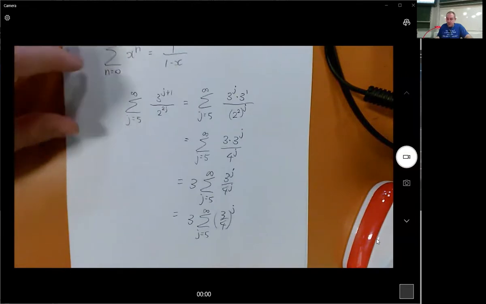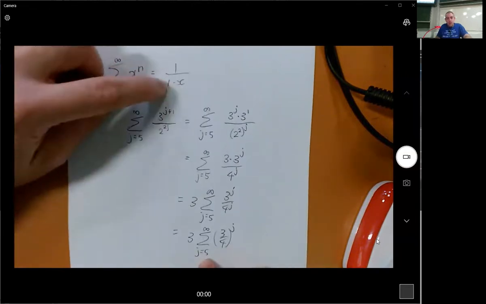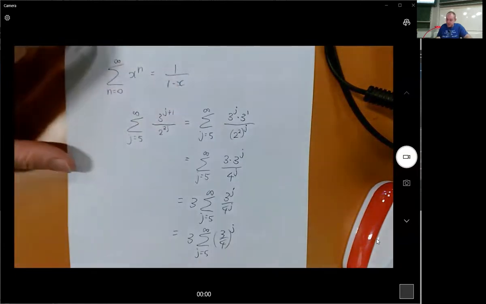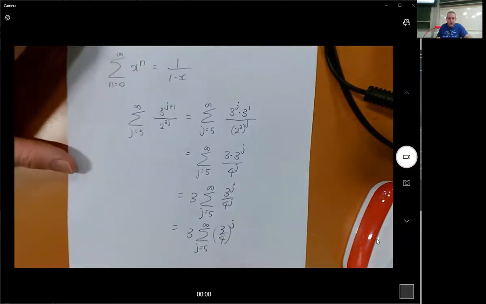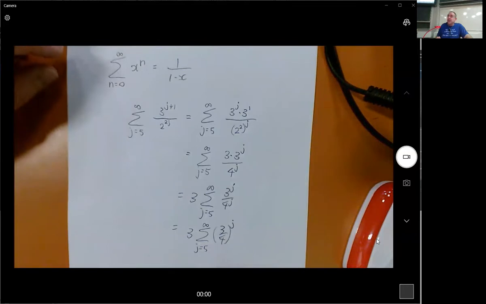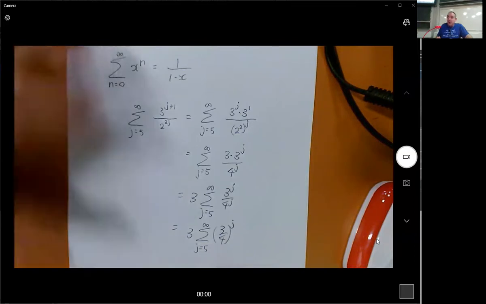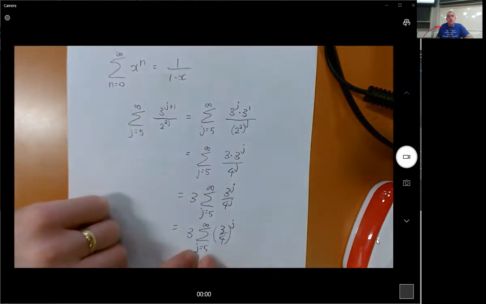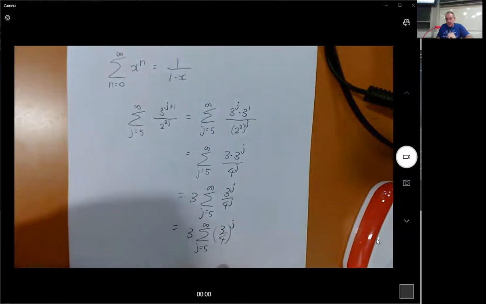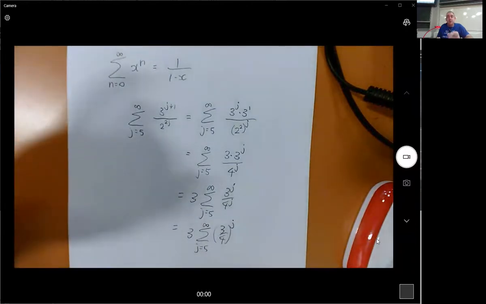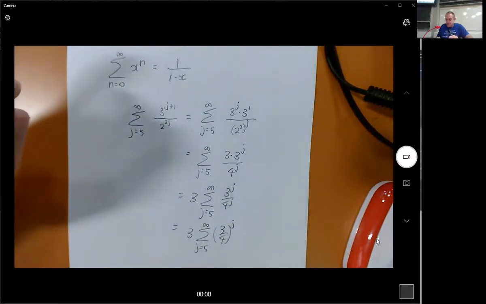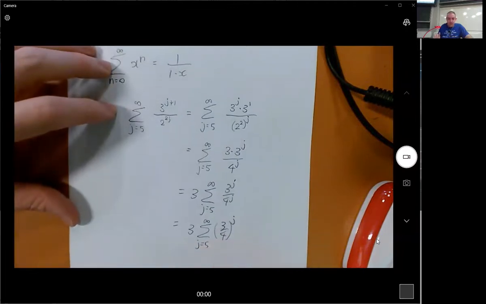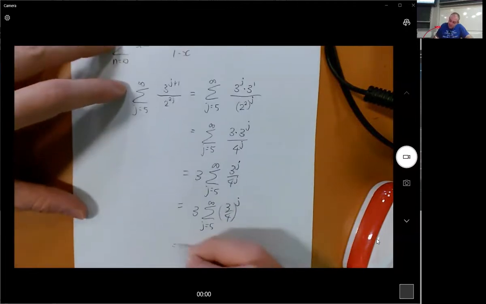So if it did start at 0, I'd be able to go 1 over 1 minus x, but it doesn't start at 0. So I guess I could figure out what it would be if it did start at 0 and take off the first 4, like the j equals 0, 1, 2, 3, and 4. So that's the first 5 actually. Or I could try and adjust this so it did start at 0. I reckon that's what I'm going to do.